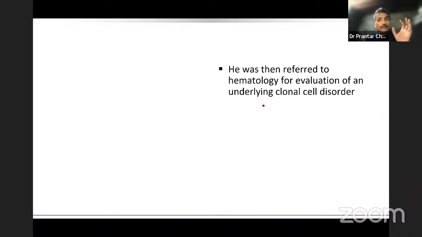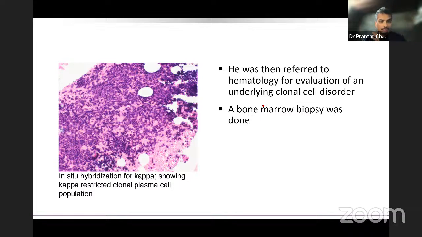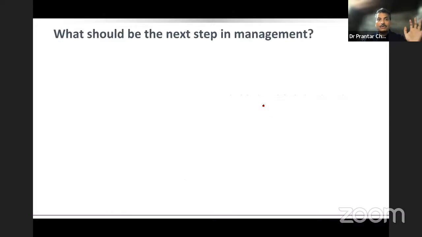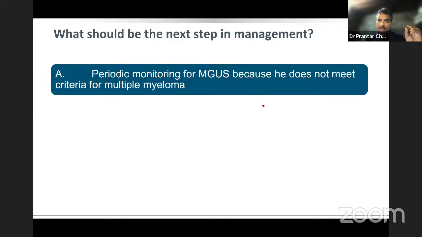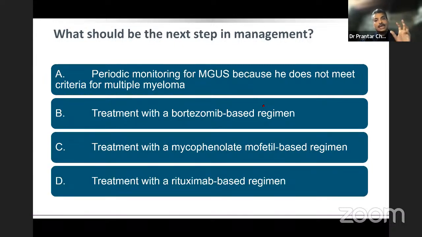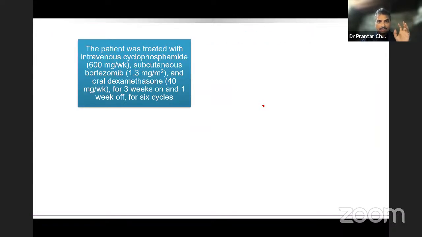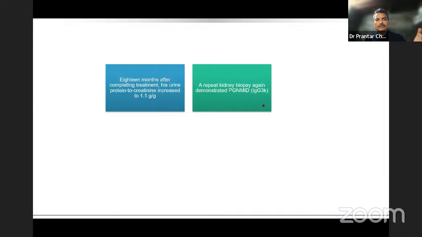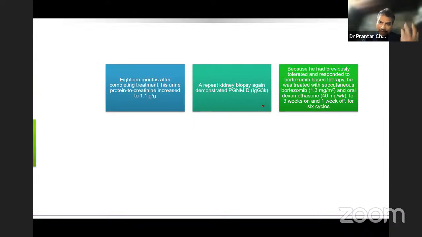So you do not find those plasma cells. Bone marrow biopsy was done: 5 to 10%, skeletal survey negative, and those 10% were not clonal. So the next step is you have to treat even MGRS with the same regimen as we treat for myeloma, right? The patient was treated with cyclophosphamide, bortezomib, dexamethasone. He improved, but 18 months later, he had a relapse.